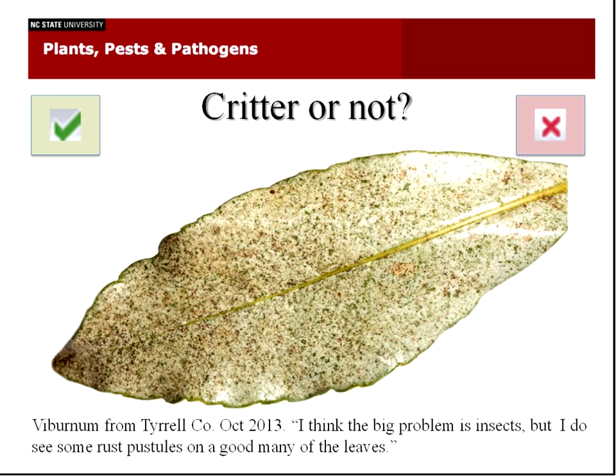This is a case from Tyrrell County from a 4-H center with a viburnum that was slammed with this particular symptom. We're looking at the underside of the leaf here. The agent who submitted it back in October made the following comment: I think the big problem is insects, but I do see some rust pustules on a good many of the leaves. Now, to be fair, this one is one or the other. Don't try and say both for the response. Critter or not?